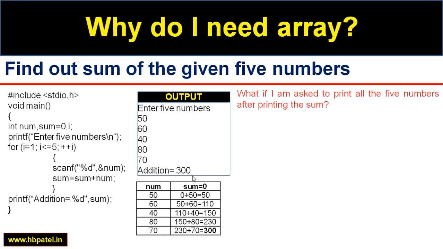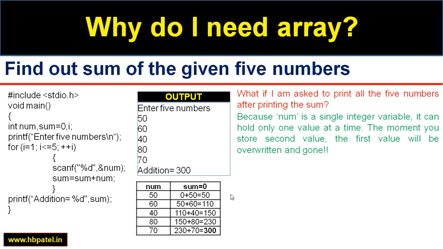Now this is very interesting to understand. What if I am asked to print all the 5 numbers after printing sum? That means after printing this line, if I have to print all these numbers 50, 60, 40, 80, 70, is it possible to print all these numbers? No. Why? Because these numbers are stored in a single variable called num, and initially num holds 50. The moment 60 is assigned into num, the previous value of num, which is 50, is gone. It is overwritten. So at any point of time, num holds only one value. It cannot retain the previous value. So this is an issue.